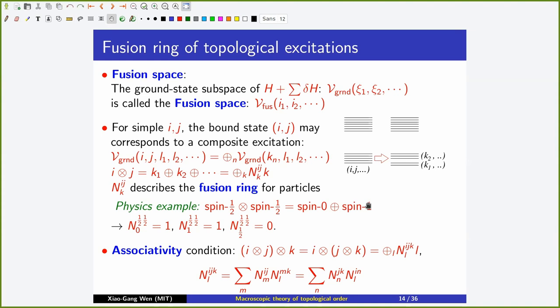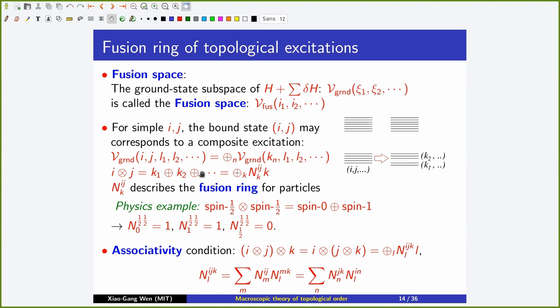In that fusion ring expression, you mentioned that the n numbers can be any non-negative integer. Yes. If I think of that as an accidental degeneracy between k1, k2, what does n equal to 2 mean? Yeah, n equal to 2 really means the following.